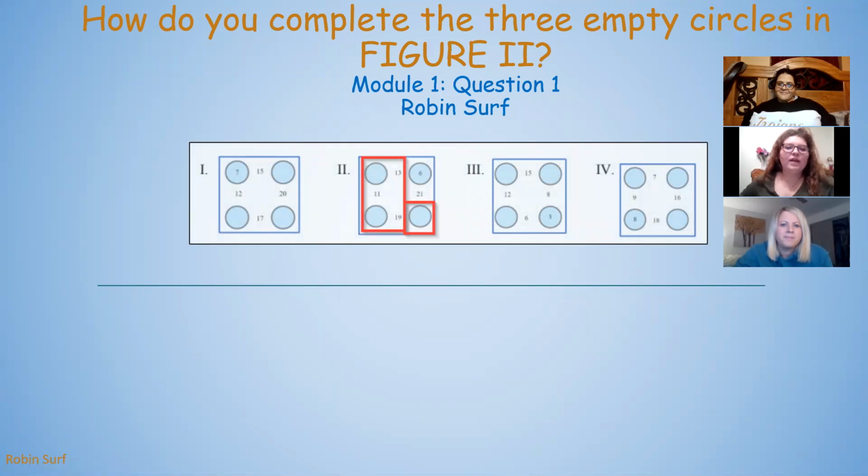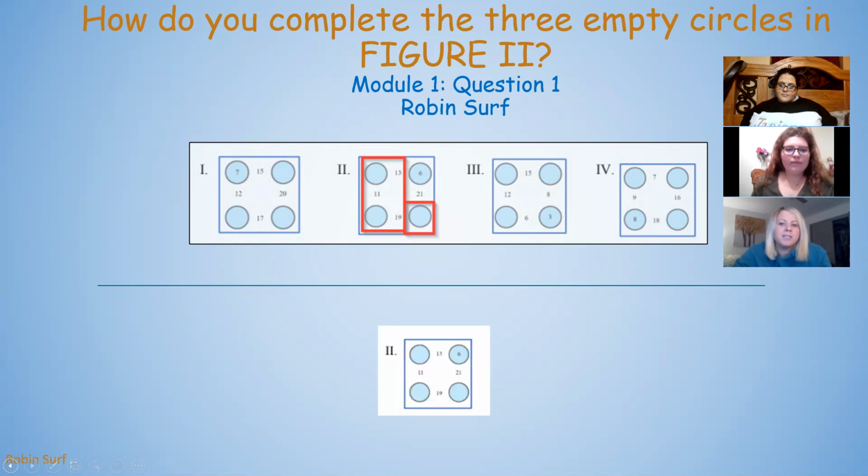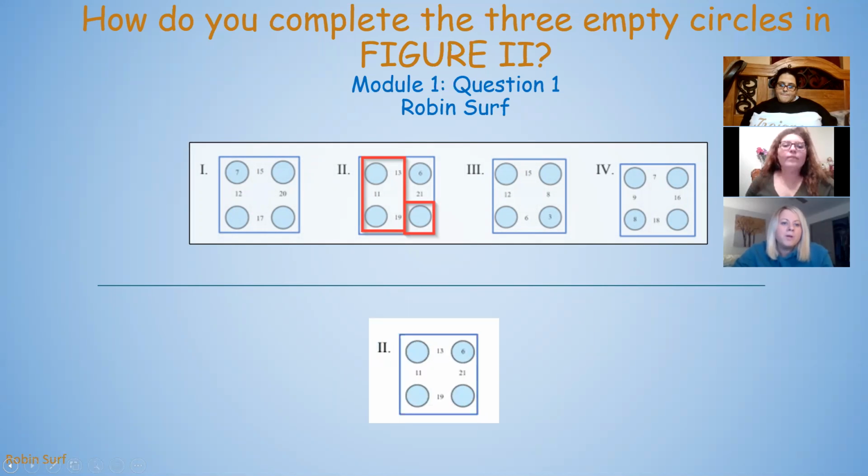All right, Robin, how do you complete the 3 empty circles in figure 2? Okay, so you could possibly use the guess and check method. This method is used to simply guess a number and check to see if it is right, but you can actually work out a small series of equations to answer this puzzle. So let's go ahead and look at the first step.